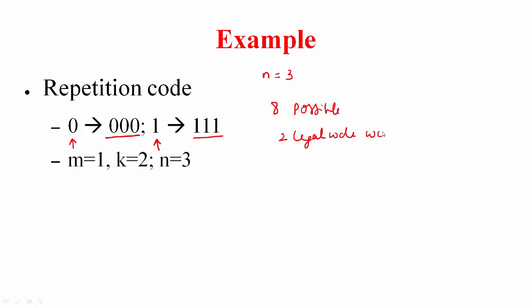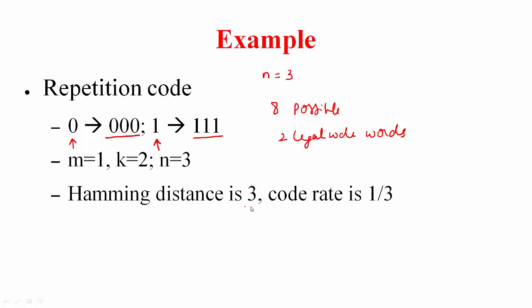Now given this, what is the Hamming distance of the code? So the Hamming distance is 3 because these 2 legal code words, if you do an XOR between them, that is going to turn out to be 3. You also notice that the code rate is 1/3, that is only 1/3 of the data stream has useful content. The others are all redundant.